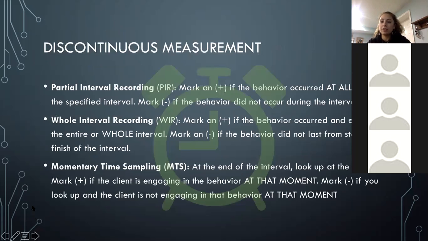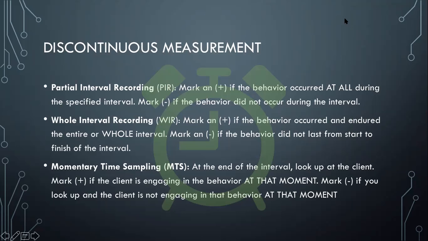So that's basically it for continuous measurement. Discontinuous measurement, I won't go over too much, just because this requires a lot more training from the clinician that's trying to implement it. We also don't use it very often, but I will mention what they are. So we've got 3 that the task list mentions. It's partial interval recording. So you have an interval, which is just a set time, of, let's say, 10 seconds.